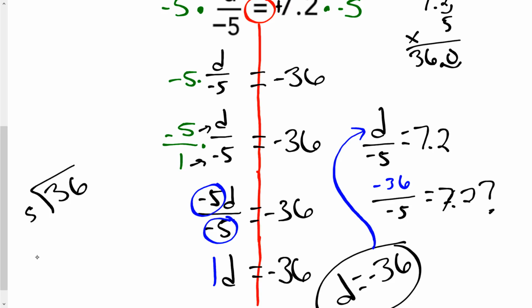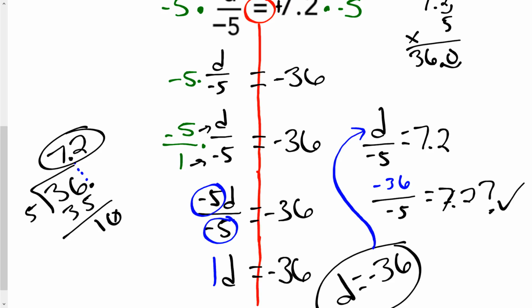What is 36 divided by 5? How many times does 5 go into 36? Well, not quite exactly. It does go into 35 7 times, though, with 1 left over. Bring down a 0, and 5 goes into 10 2 times, making sure to bring up that decimal. 7.2. Look at that. Looks like it works as a solution. Remember always to check your solutions. It's easy to make a small mistake in these kind of problems, and checking your solutions is a great way to tell you if you did or not.